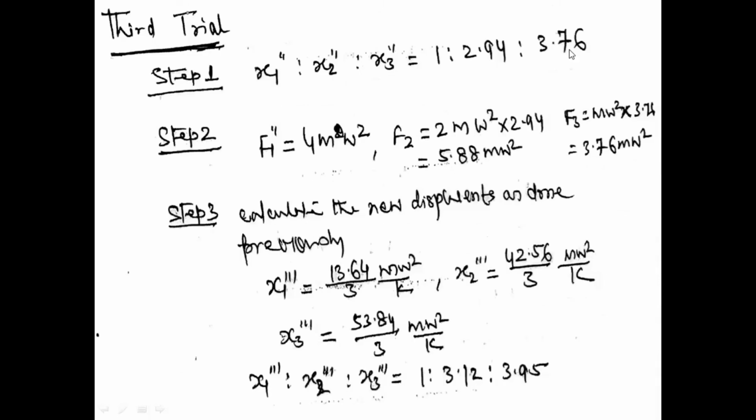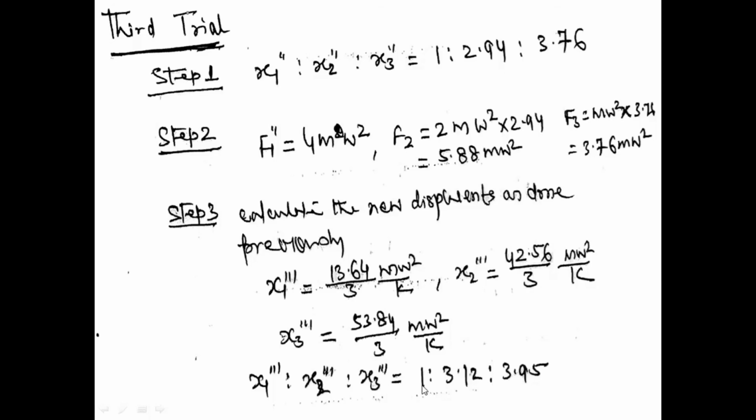So in the third trial, the initial values of assumed deflections would be 1, 2.94 and 3.76. We calculate the new values of inertial forces, F1 double dash, F2 double dash, and F3 double dash. Now, based on these deflections, we calculate the new values in the same way as done previously. I am writing the direct values here: x1 triple dash, x2 triple dash and x3 triple dash, which come in the ratio of 1 raised to 3.12 raised to 3.95. So the assumed value was 1 raised to 2.94 raised to 3.76. Here it comes 1 raised to 3.12 and 3.95. Still it is not matching.